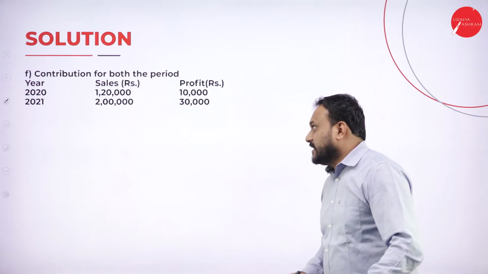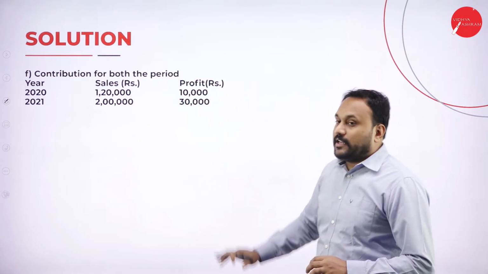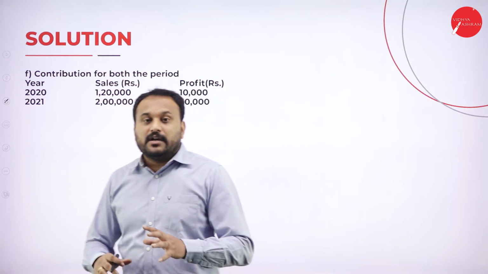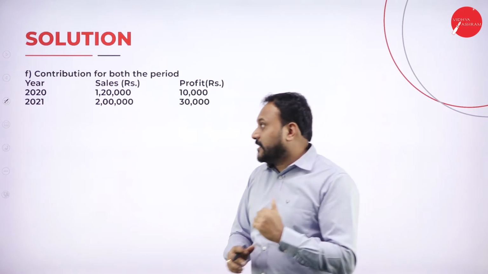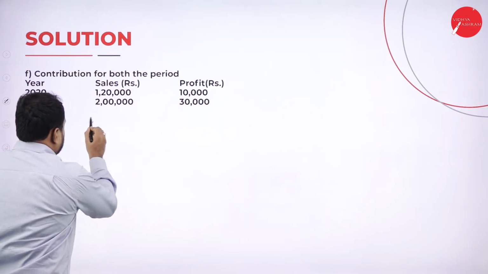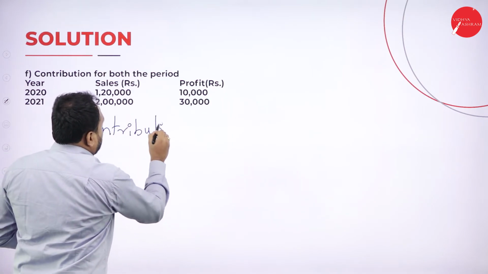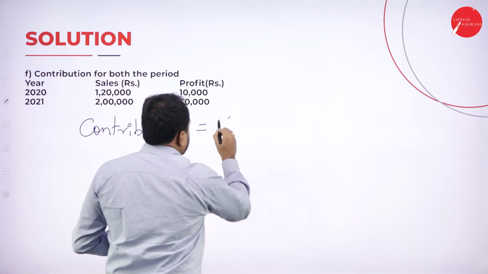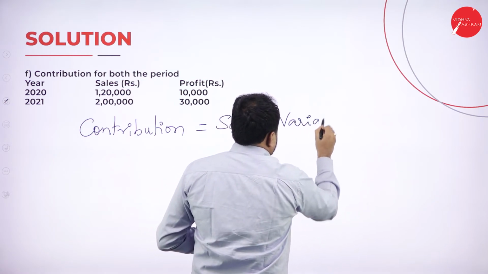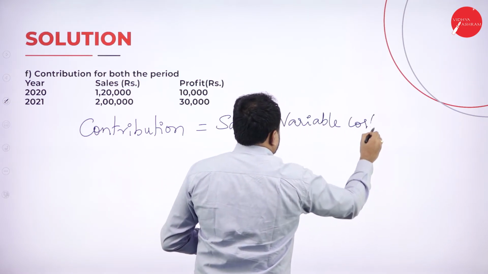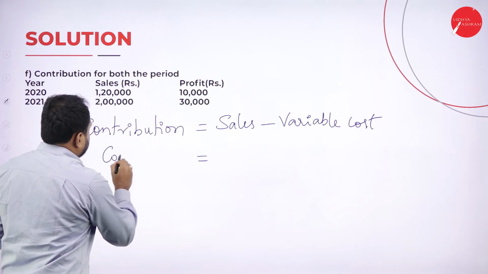Let's go with the next question. What is that they have asked us? They have asked the question F. That means contribution for both the period. Now we are supposed to find the contribution. Understand the contribution. What is the formula of contribution? Contribution is equal to sales minus variable cost. It is also equal to, that is contribution.